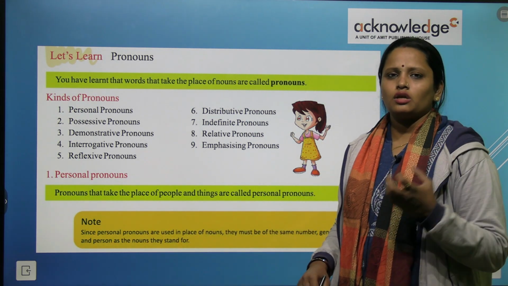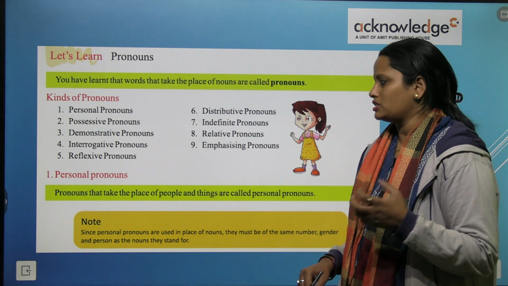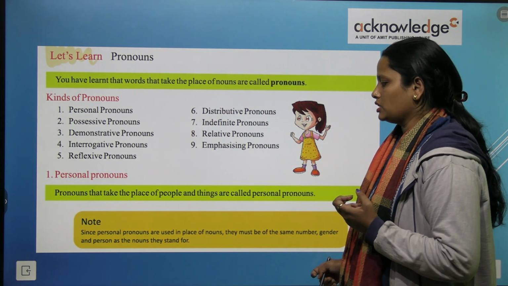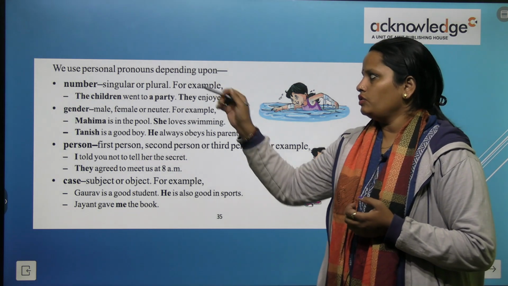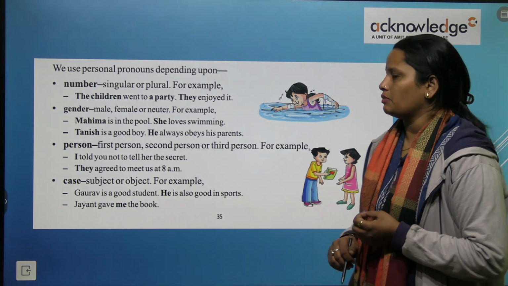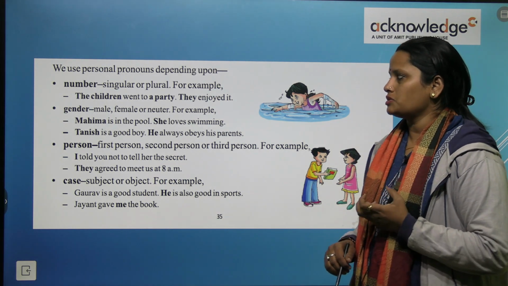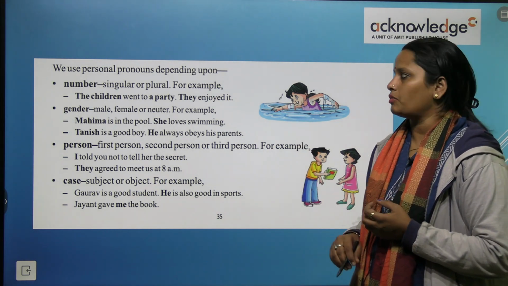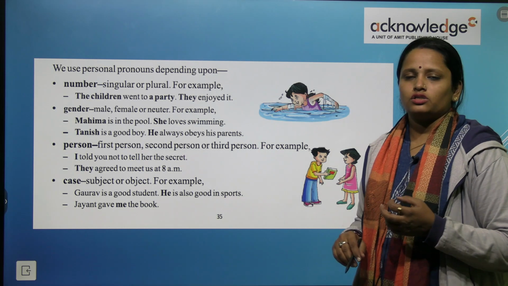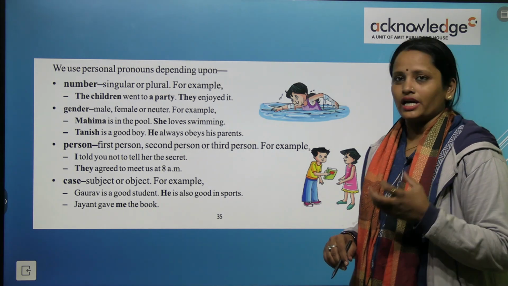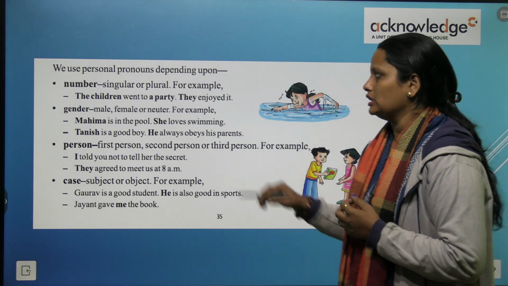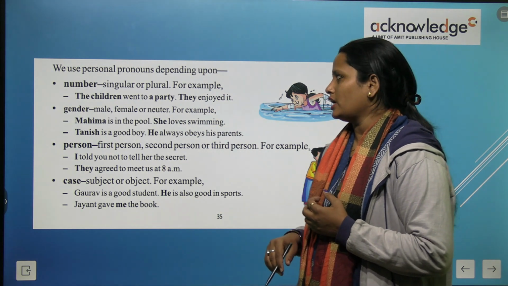So इसका जो number होता है वो भी same होना चाहिए जितने की यहाँ पे person या फिर thing है. We use personal pronoun depending upon, so personal pronoun को हम use करते हैं, क्या क्या चीजें इस पे depend करती हैं. First is the number. Singular or plural. So personal pronoun को लगाने से पहले we should look at the number. Number क्या है? Singular है या फिर plural है.